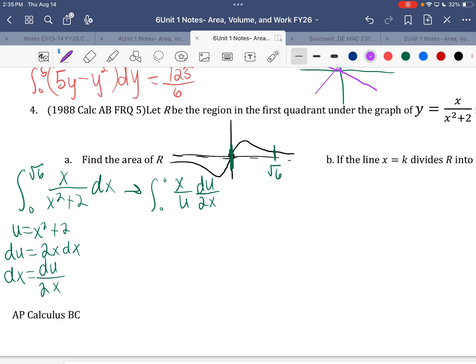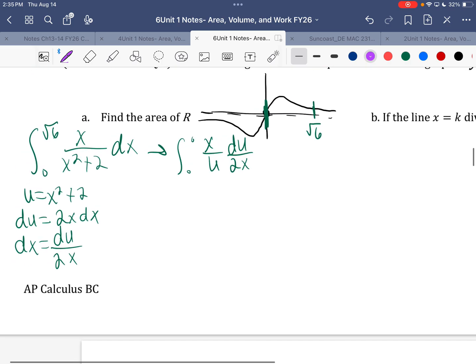This is from the 1988 FRQ 5, if you didn't read it. The one from our classwork last class was, I think, from like the 2003 FRQ 5, number 7 on the classwork. So it comes up fairly frequently for them to divide a region into some unknown K, like with X equals K or Y equals K or something like that.